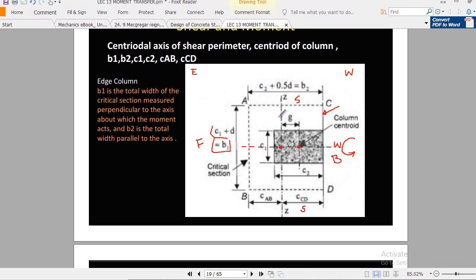Now this is important. In this case, you have to understand CAB and CCD. If we consider this case, you see there is a symmetry. This axis passes through the half portion of this side and half portion of this side, because the w-axis passes through the centroid, so that's why there is a symmetry.